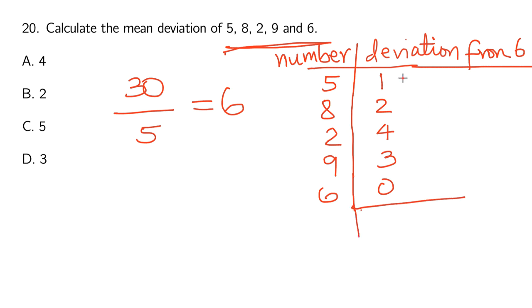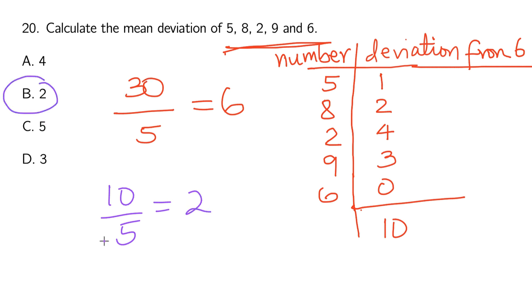We can add up our deviations, 1 plus 2 plus 4 plus 3. What does that give us? 10. And then we now have to divide by how many numbers there are. There are 5 numbers. So if we divide this deviation by 5, we're going to get the mean deviation. So 10 over 5 is the mean deviation, and that gives us 2.